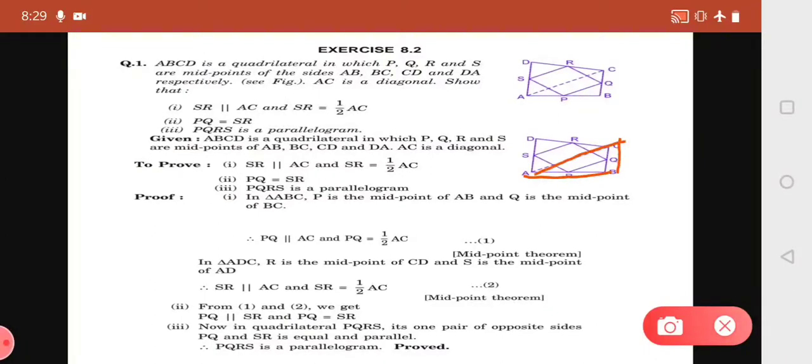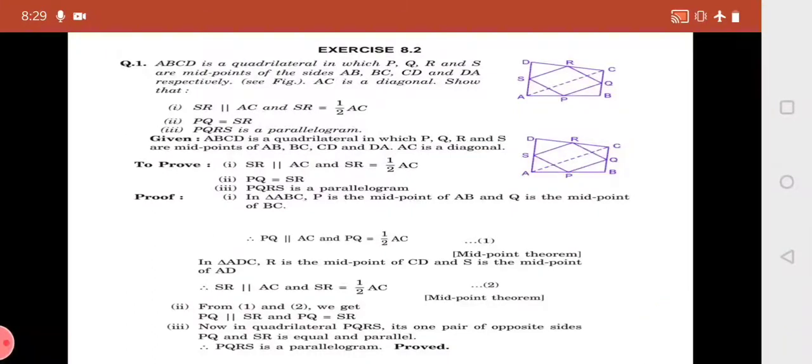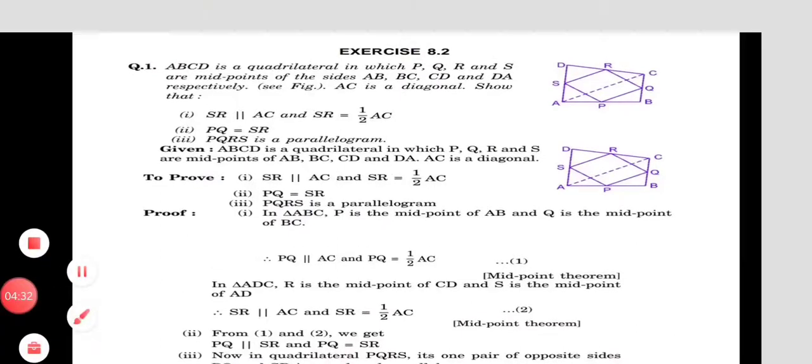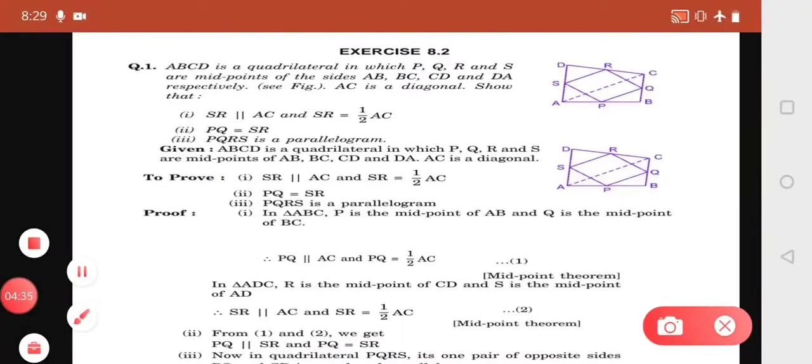ABC. Already it is given that P is the midpoint of AB and Q is the midpoint of BC. According to the midpoint theorem, we get PQ parallel to AC and PQ equal to half AC, by the midpoint theorem. Again, in another triangle ADC, you can see this triangle ADC.